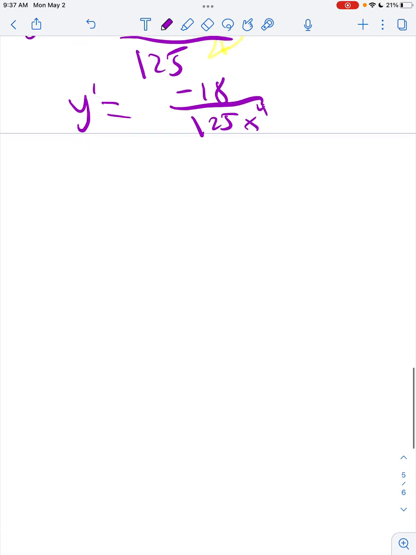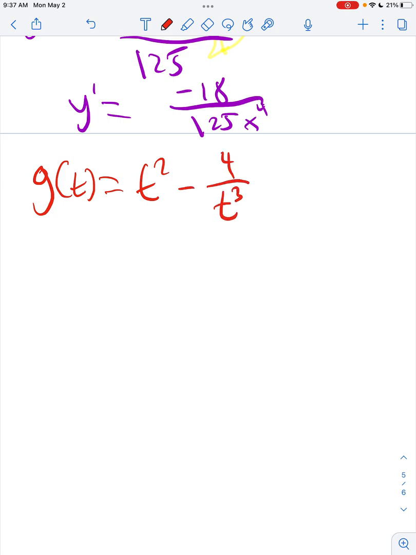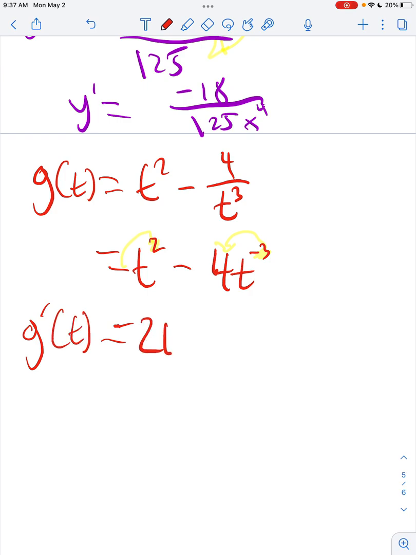Let's find the derivative of a function. So let's say that we have g of t equals t squared minus 4 over t to the third. What I'm going to do is, again, move my t to the third that's in my denominator to the top. So I'm going to rewrite this as t squared minus 4t to the negative 3. Now I need to take the derivative of this function. So the derivative of g of t is 2t to the first.